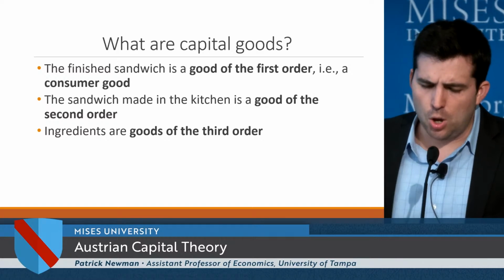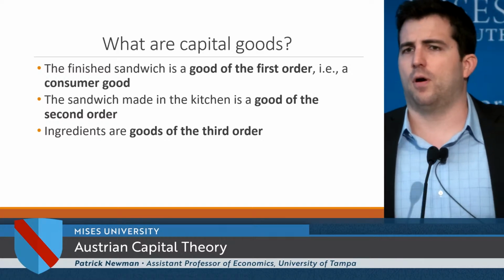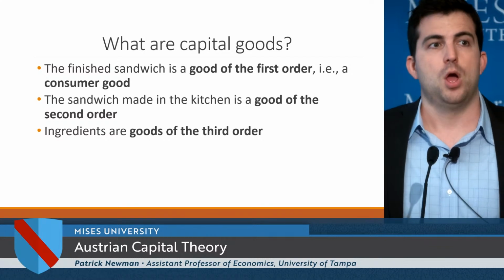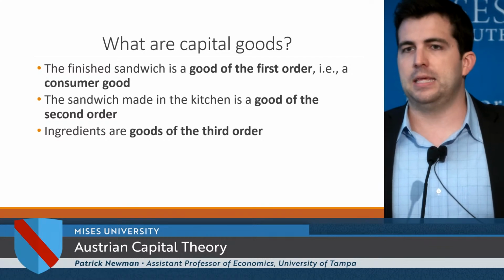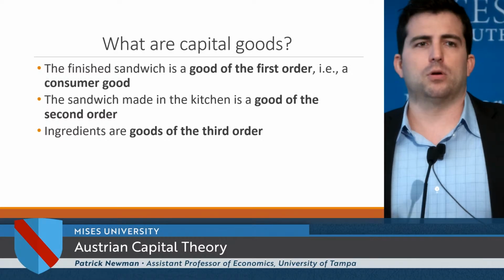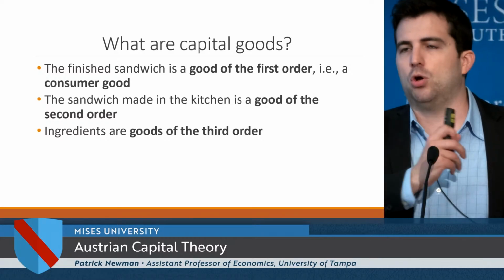And we could keep going back farther and farther. We could look at goods of the fourth order, which are the goods that are bought in the grocery store, right? Goods of the fifth order is the turkey at the wholesale level, right?